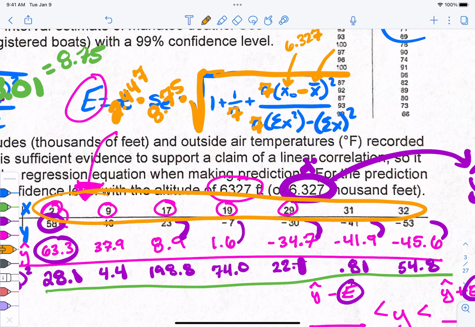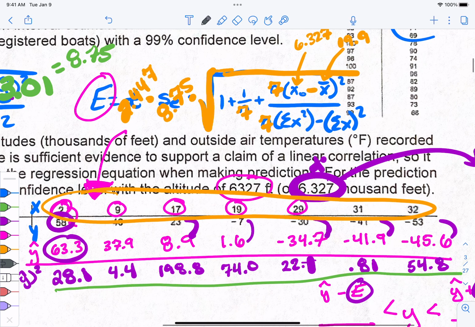19.9. 19.9, that sounds good. Okay? Alright. Is somebody doing this whole big thing? Yeah. This is a lot. 2 squared is 4. 19 squared is, I lost track. Somebody do 19 squared. We got a lot of people with calculators that are not using them.